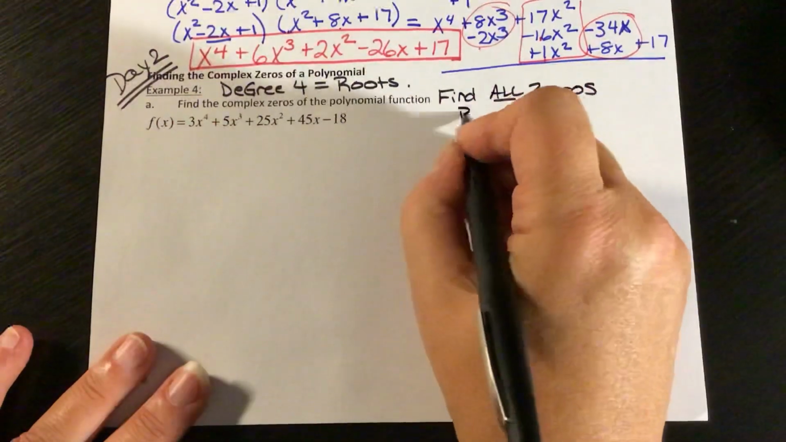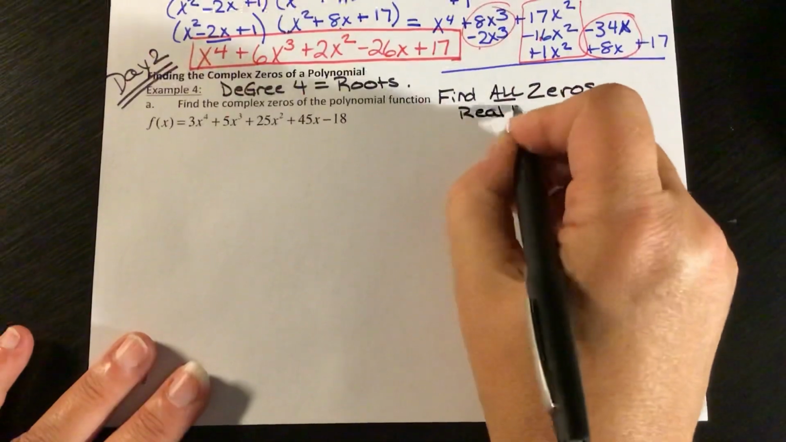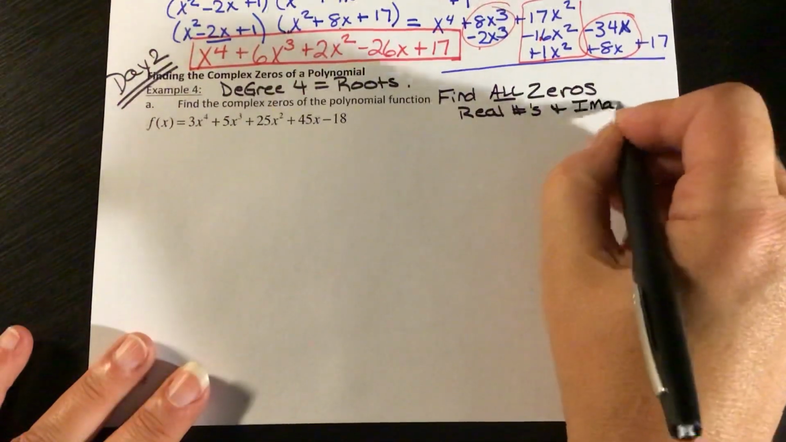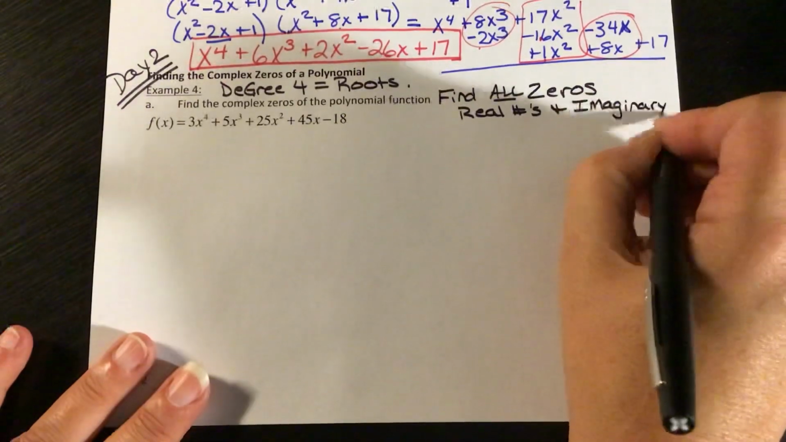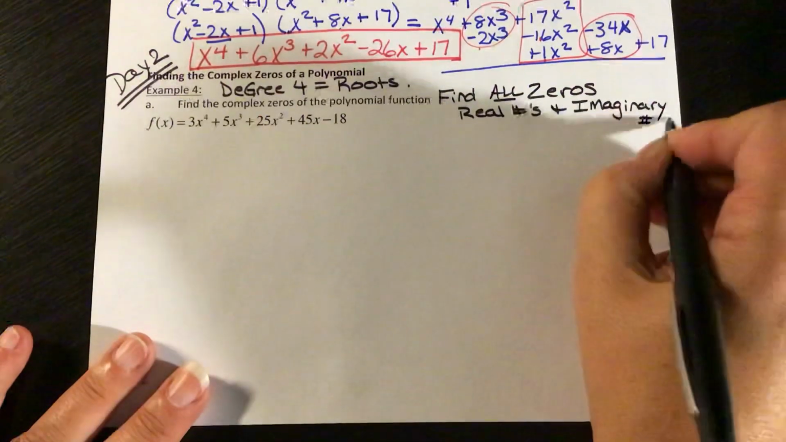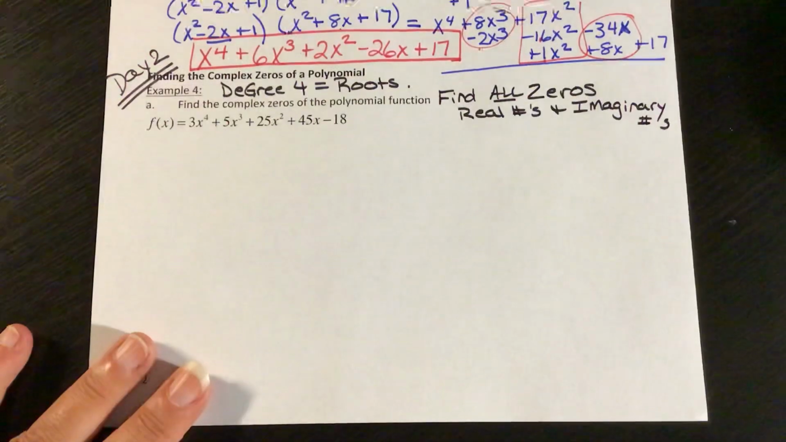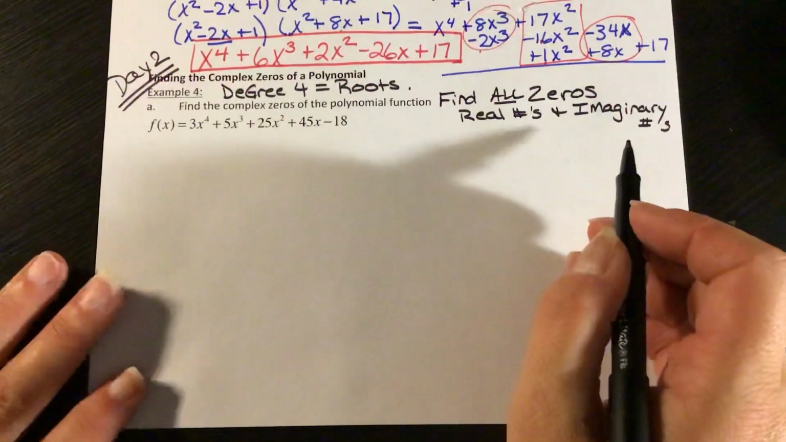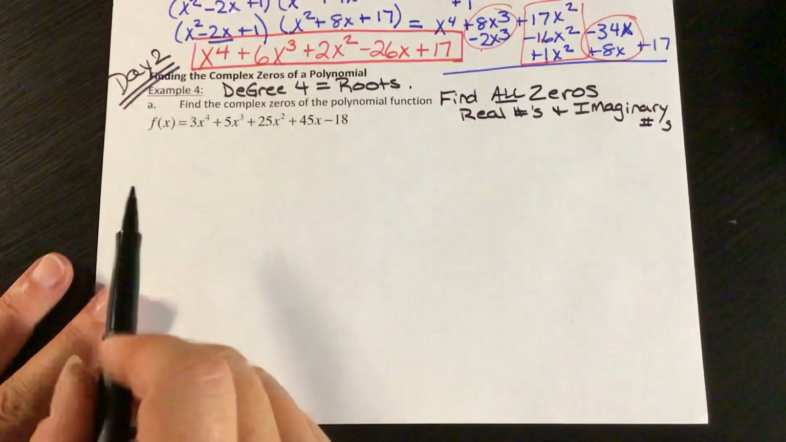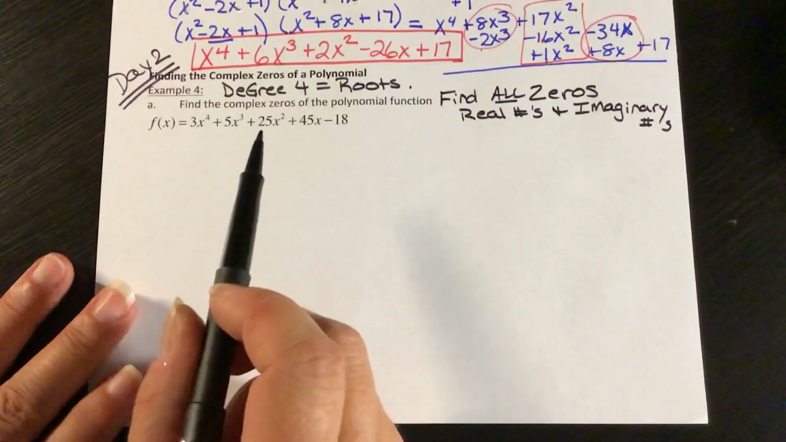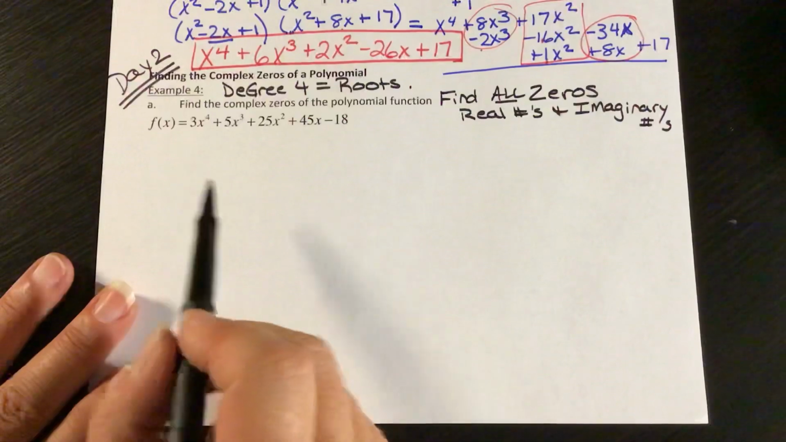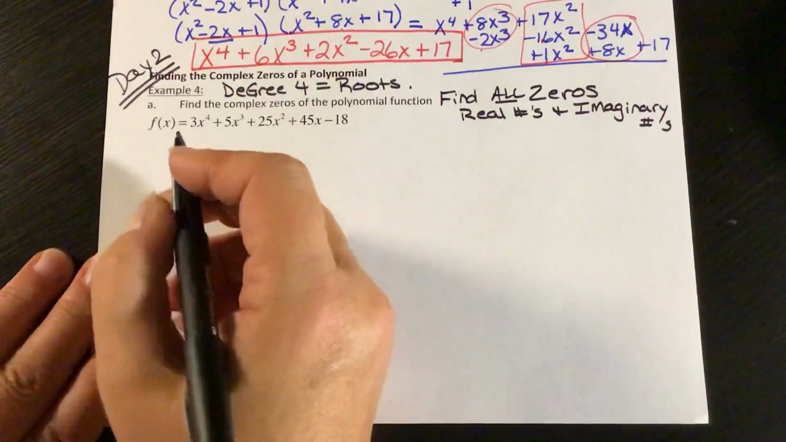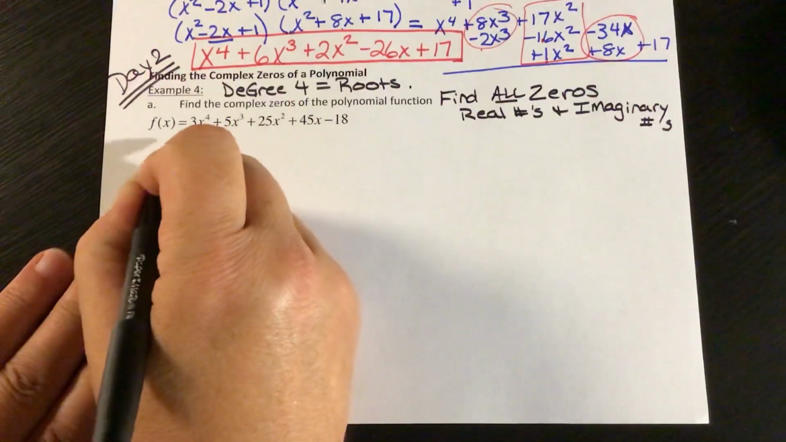And that would be real numbers and imaginary numbers. So I'm going to find real numbers and imaginary numbers. So first thing I want to do is I want to know about my roots in the signs. So I'm going to use the sign rule and find the sign changes.